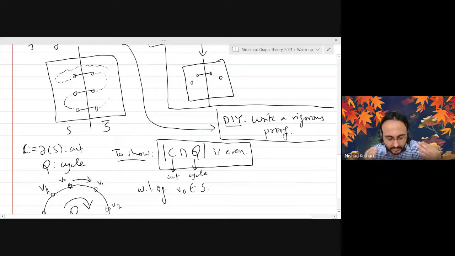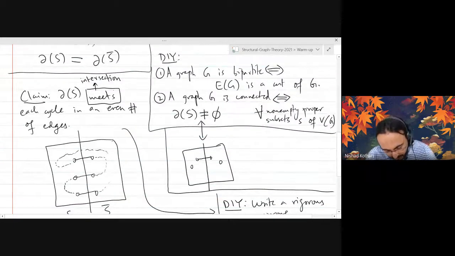Remember, in this part of the course, we are viewing cycles as just edge sets. We are not worrying about the vertex sets. So a cycle is just a set of edges, and a cut is also a set of edges, and we are trying to show that their intersection is an even number of edges. So that is what the term "meets" means.